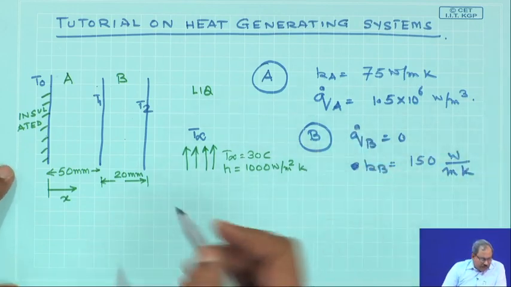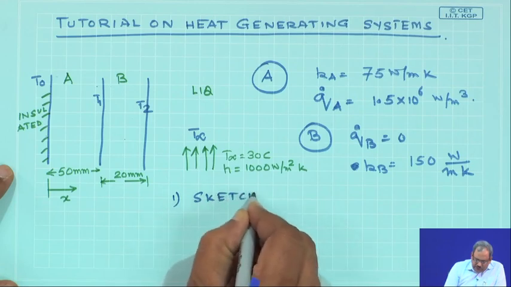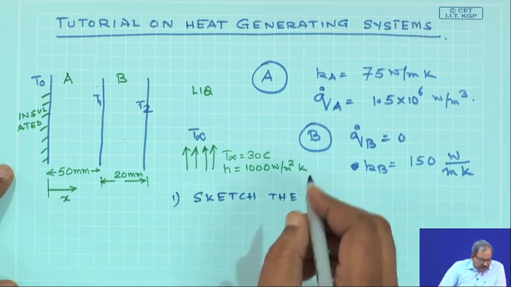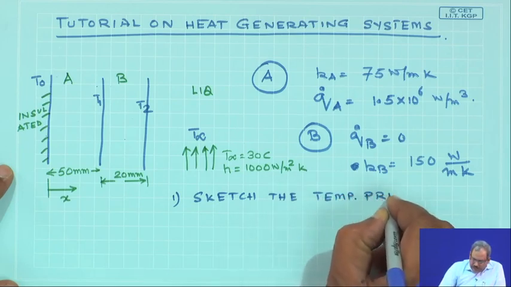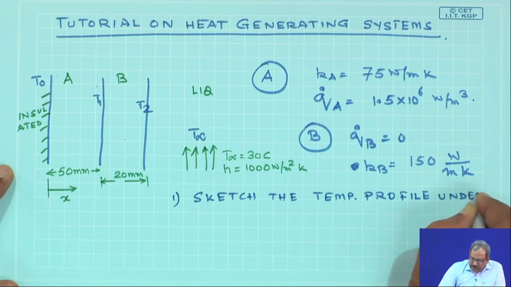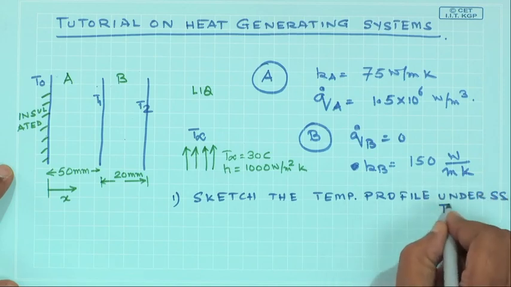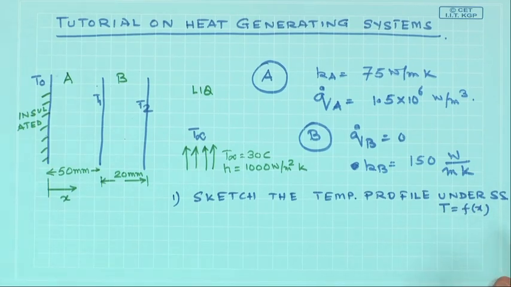So, what is required, the first part, is to sketch the temperature profile under steady state, and we would also assume that T is a function of x only. So, if that is the sketch, we first need to find out what the temperature profile looks like. It is a sketch, no numerical values are required, we just need to see the form, how the temperature profile would look like.